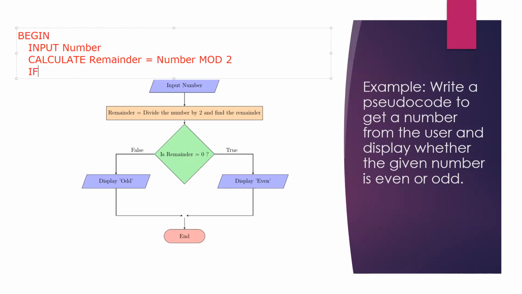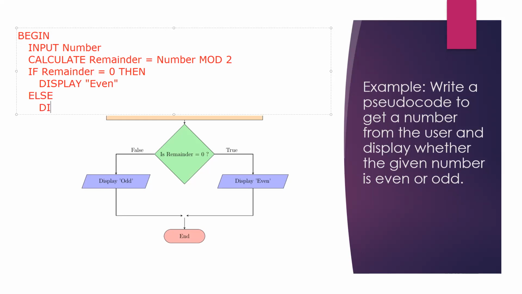So we have if remainder equals 0, then we know display even, else display odd.